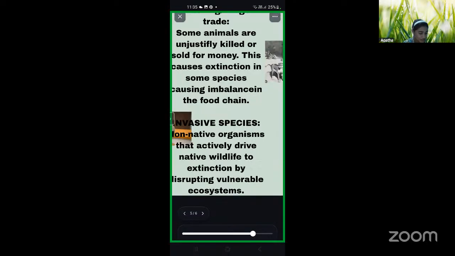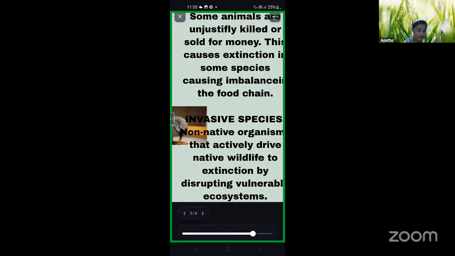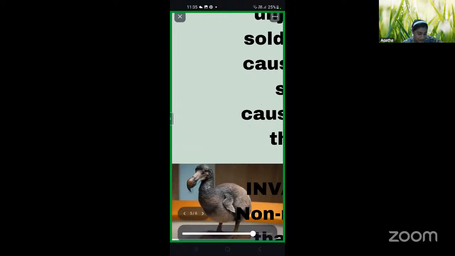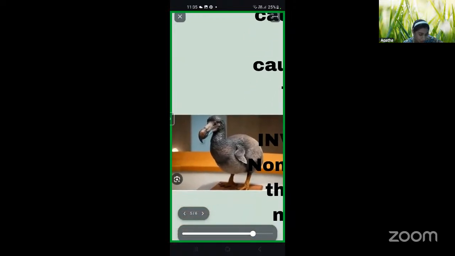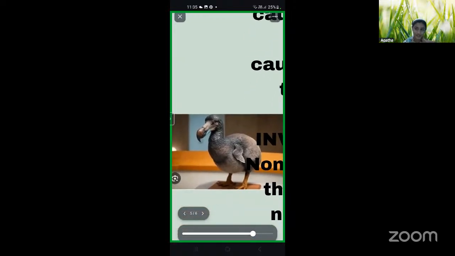So let's go to invasive species. These are non-native organisms that actively drive native wildlife to extinction. Most of these invasive species don't even belong to the food chain or food web and can't find a place. Let's take the example of the dodo. You have all heard that the dodo got extinct because it was foolish, but no, that's not true. The dodo got extinct because we humans brought in animals they didn't know how to deal with.